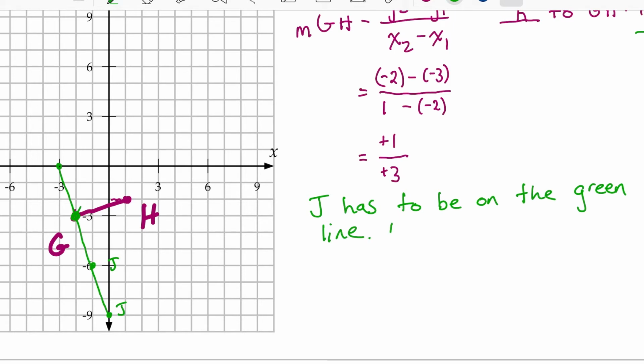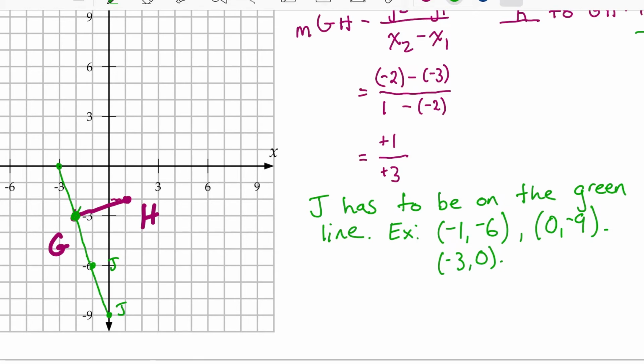So for example, it could be at -1, -6. It could be at 0, -9. It could be at -3, 0. It could be at any one of these in-between values with decimal numbers.